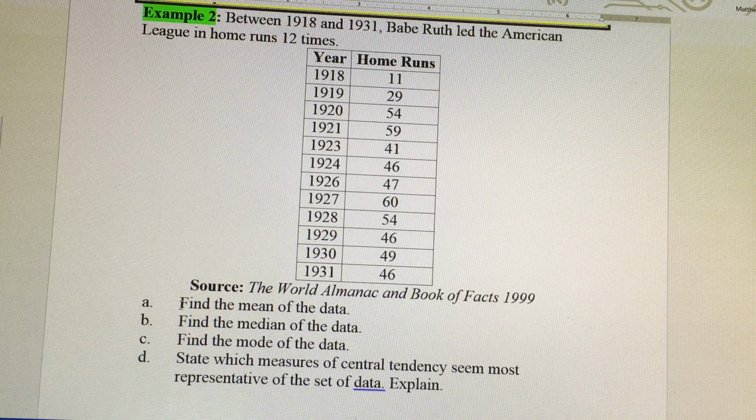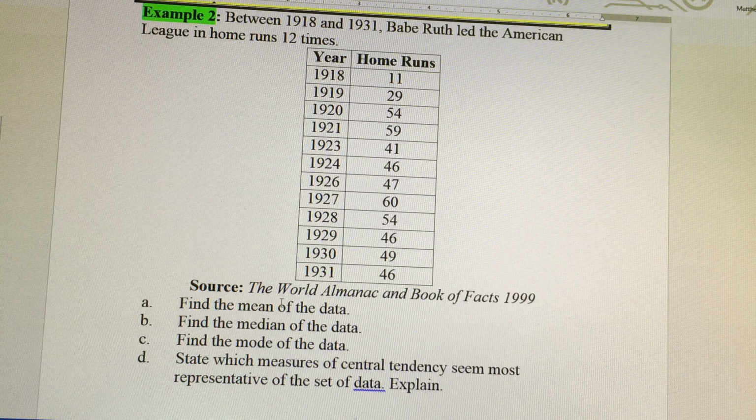Part A says, find the mean of the data. Right? So what I want you to do is take your graphing calculator and type all 12 of these numbers into your blank screen. I want you to find out what the total is, and then divide by 12 because that's the number of years where he led the league in home runs. So I'm going to go ahead and pause right here for just a moment. I want you to add all those numbers up and then divide by 12.